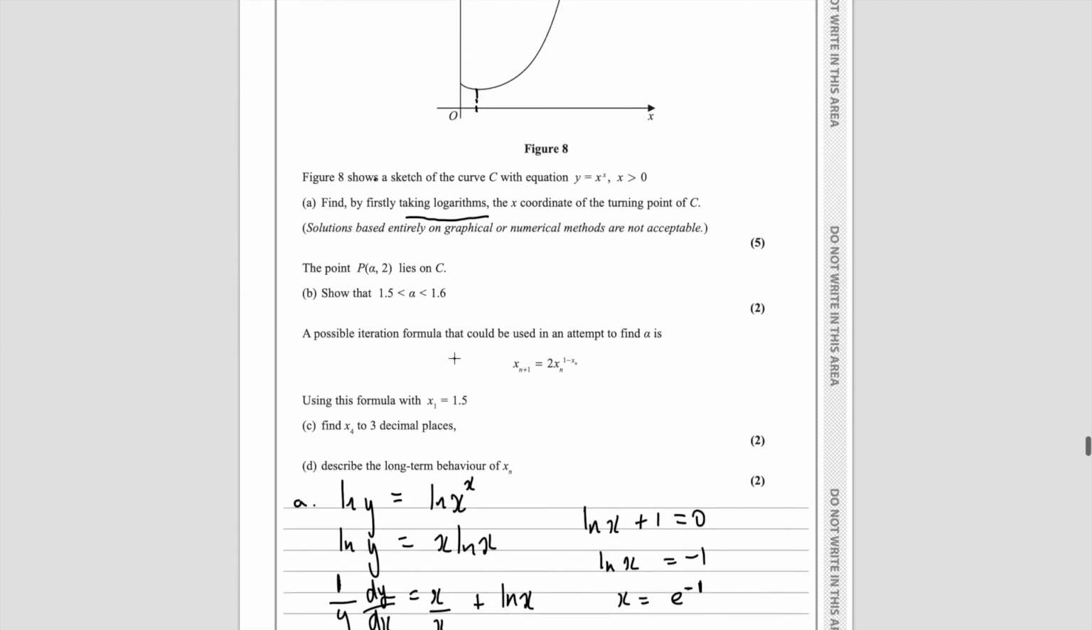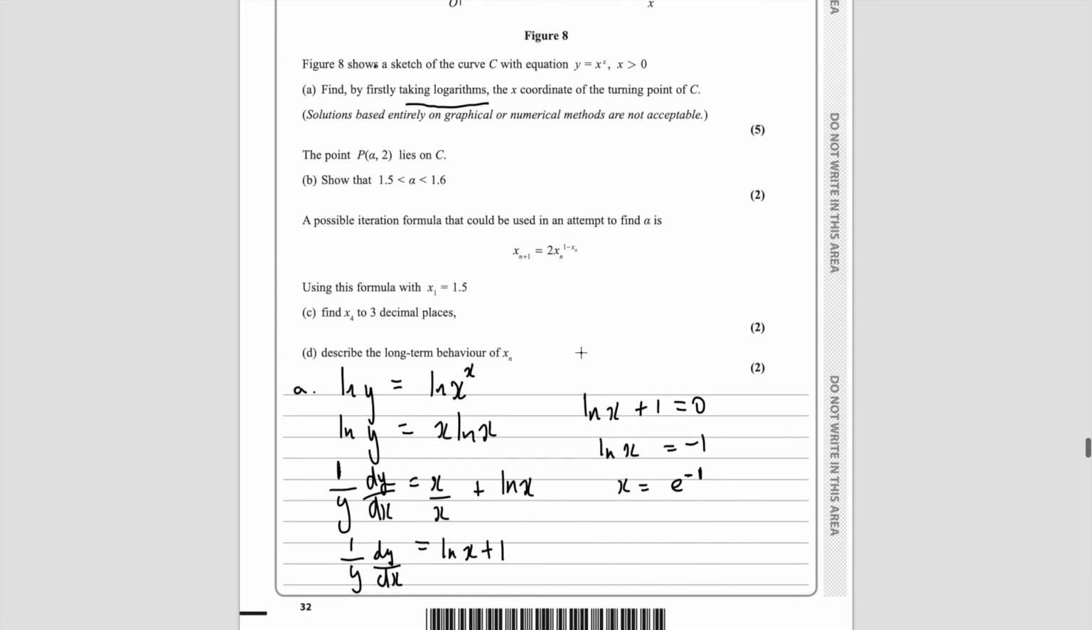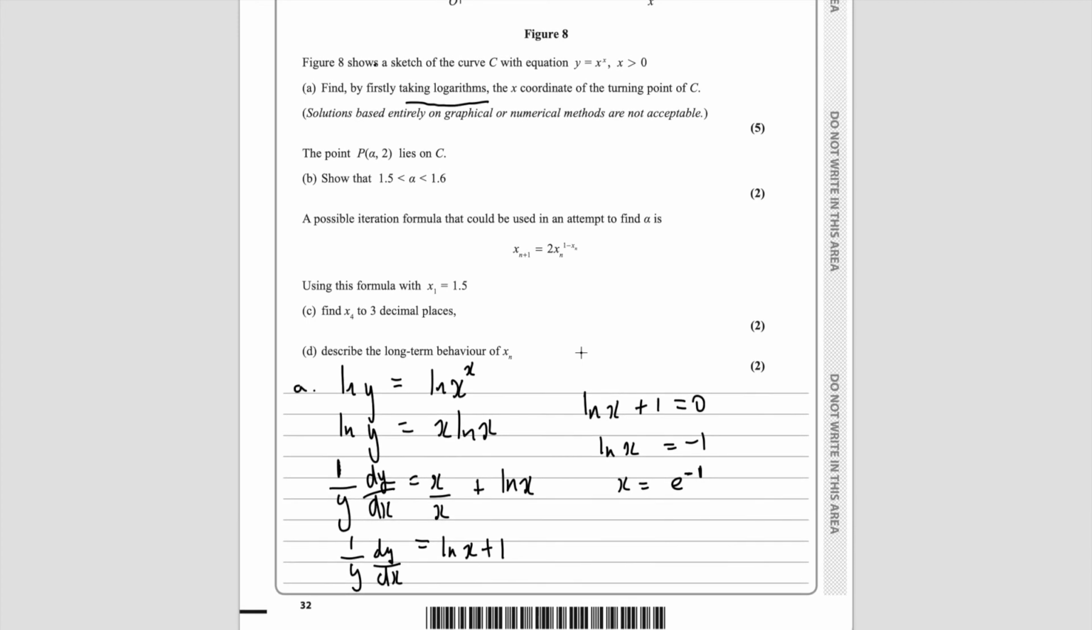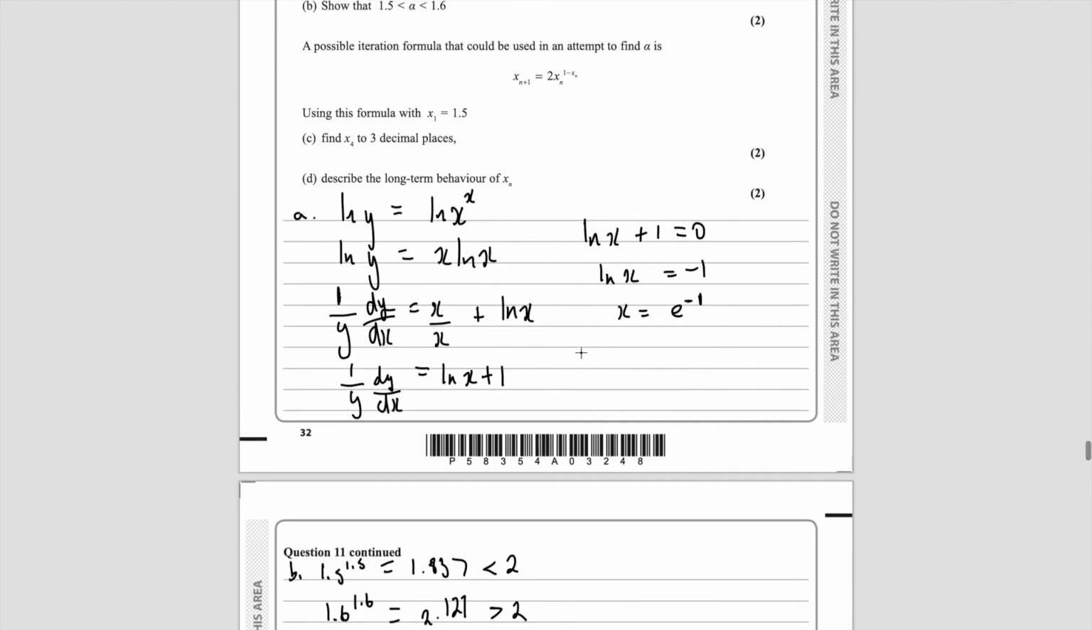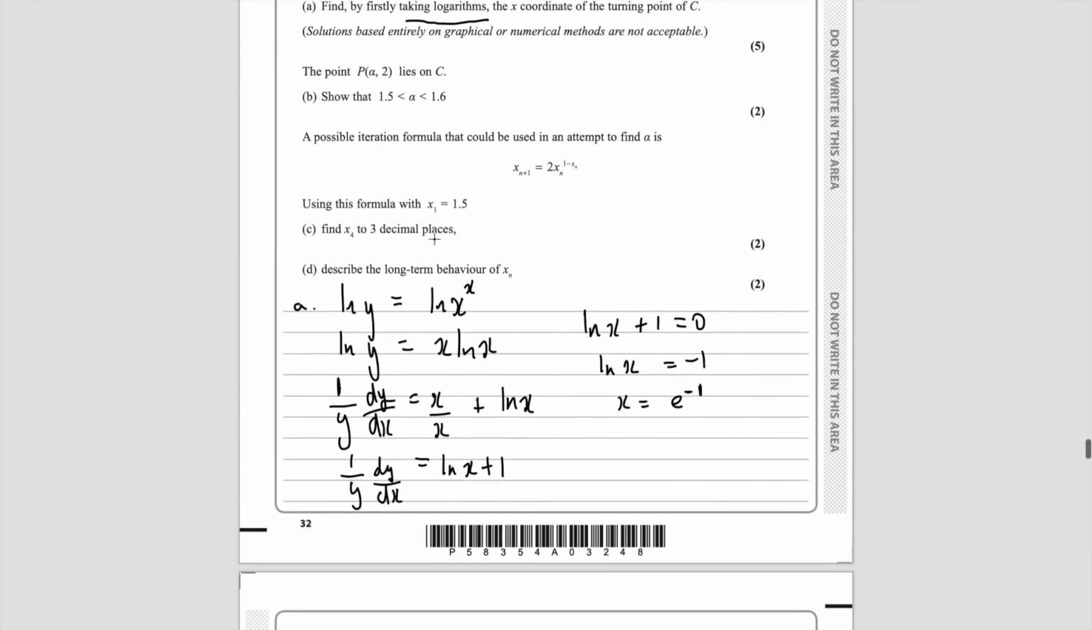For part C, we're given that there is a possible iteration formula that can be used to find alpha. And this formula starts with x1 as 1.5. So what you do in this iteration formula is do 2 times 1.5 to the power of 1 minus 1.5, and then just put your answer back in as xn, and repeat that until you end up with some sort of constant or unchanging number, alpha, provided that the iteration is, of course, successful. So we're asked to start with x1 equaling 1.5 and go all the way to x4.